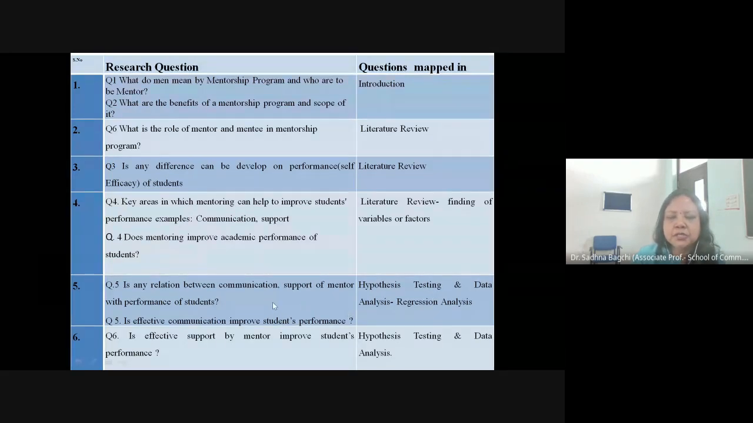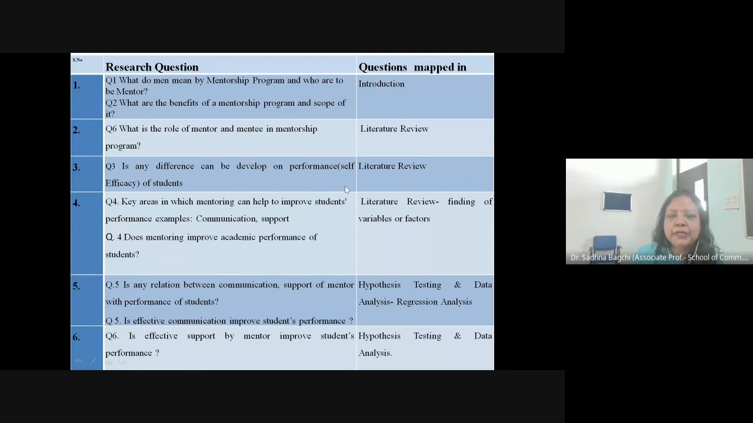This is the hypothesis. On the basis of that, I formulate the hypothesis, or it may be reported in the hypothesis part, that is the analysis part, and the data analysis part. Does effective communication improve student performance? So these two questions are basically reported in the data analysis part. Is effective support by the mentor improving performance? That goes in the hypothesis testing and data analysis part.